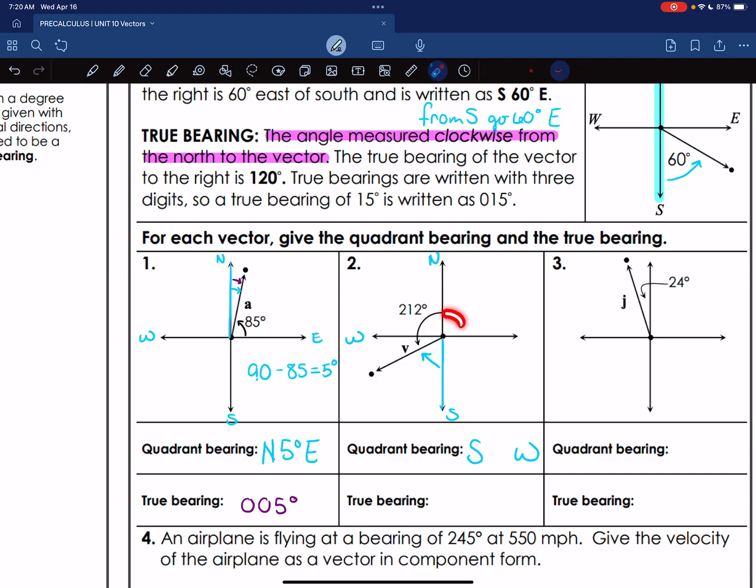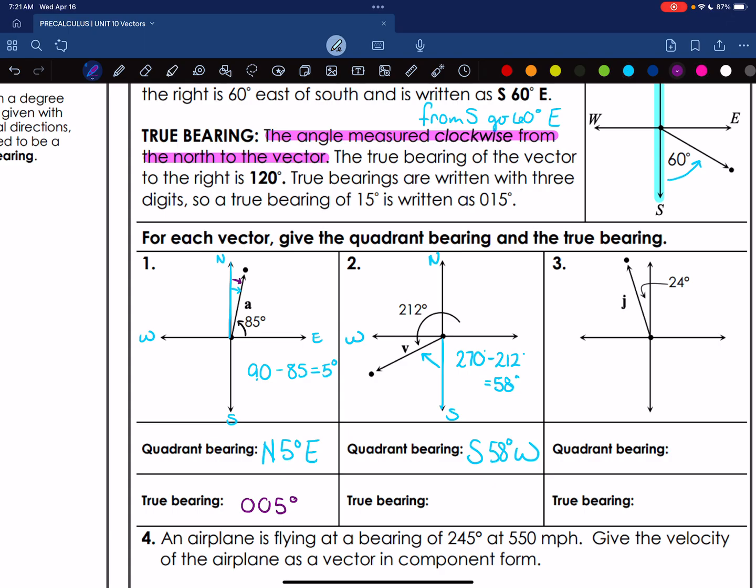This portion right here is 212, and this is the portion I'm looking for. Well, together, how many do those give us? What is that together? The two little angles that I've marked, that would be 270 degrees. So if I just subtract my 212 from that, it will give me that leftover portion we're looking for, and that is 58 degrees. So from south, I'm going to go 58 degrees to the west.